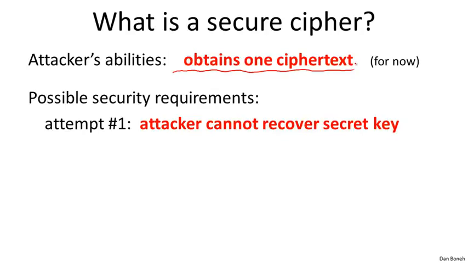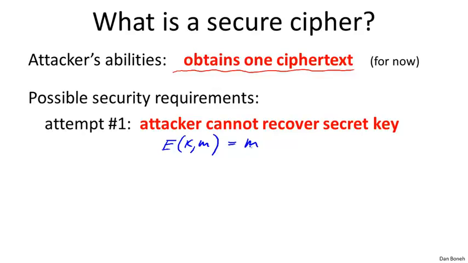So the first definition that comes to mind is to say, well, maybe we want to require that the attacker can't actually recover the secret key. Given the ciphertext, he shouldn't be able to recover the secret key. But that's a terrible definition, because think about the following brilliant cipher. The way we encrypt a message using a key K is that we just output the message. Okay, this is a brilliant cipher.